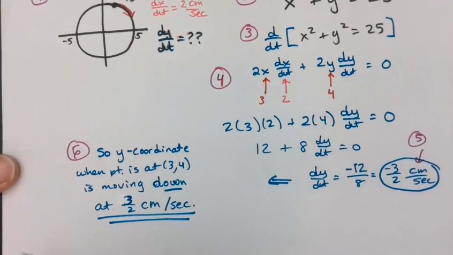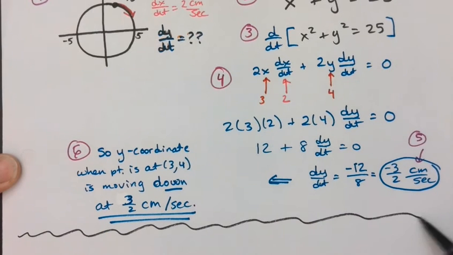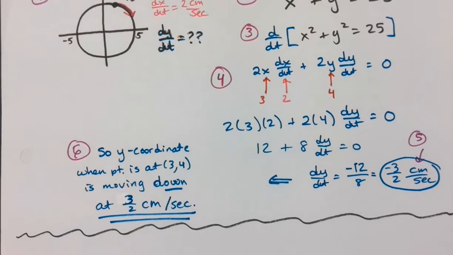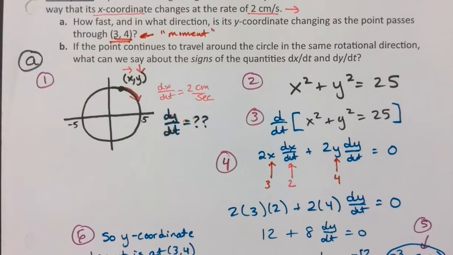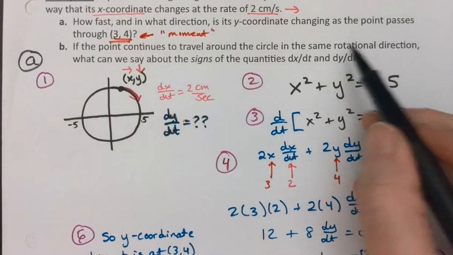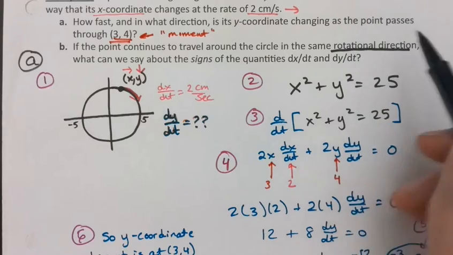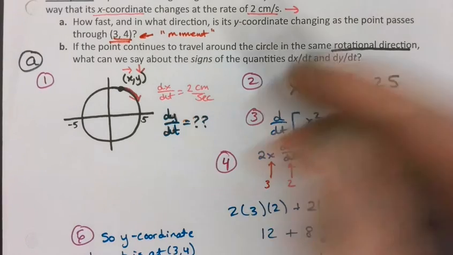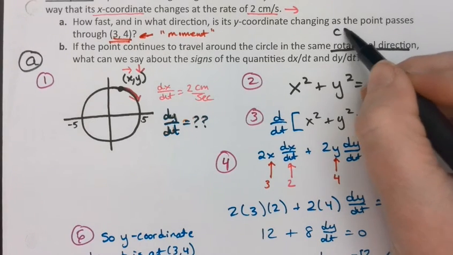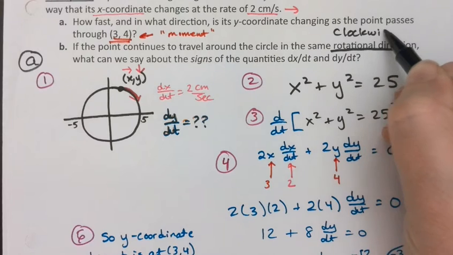But now we want to answer another question, and this is a little bit more philosophical. If the point continues to travel around the circle in the same rotational direction, what can we say about the signs and quantities of dx/dt and dy/dt? Okay, so what rotational direction is this? Let's start with that. If we start here and we're going this way, that is clockwise. So that's the rotational direction we're looking at.